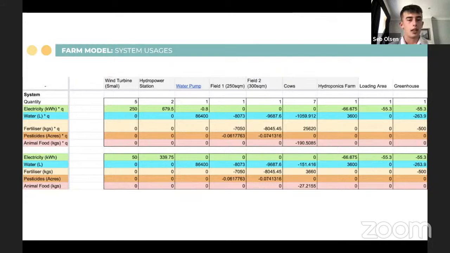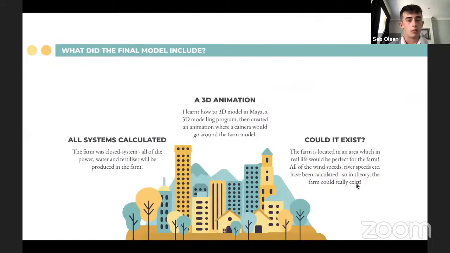Now, what was included in the final model? So all the systems were worked out, meaning I had the quantities of the systems, and being closed system, all of the power, water and fertilizers will be produced in the farm. Next up, the 3D animation. So I learned how to 3D model in Maya, which was a 3D modeling program, and creating an animation where a camera would go around the farm model visiting the different sections.